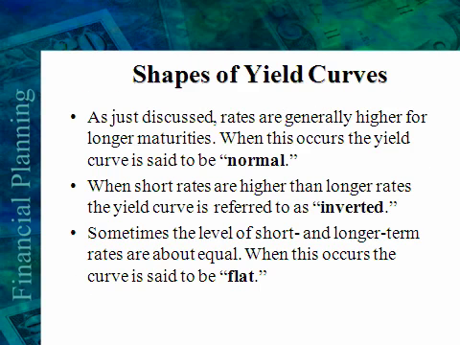As just discussed, rates are generally higher for longer maturities. When this occurs, the yield curve is said to be normal. When short rates are higher than longer rates, in other words, rates in 1, 2, 5 years are higher than those longer rates of 20 or 30 years, the yield curve is referred to as inverted. Sometimes the level of short and long-term rates are about equal. When this occurs, the curve is said to be flat.